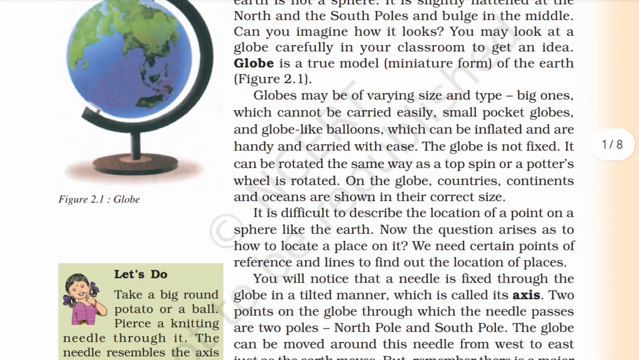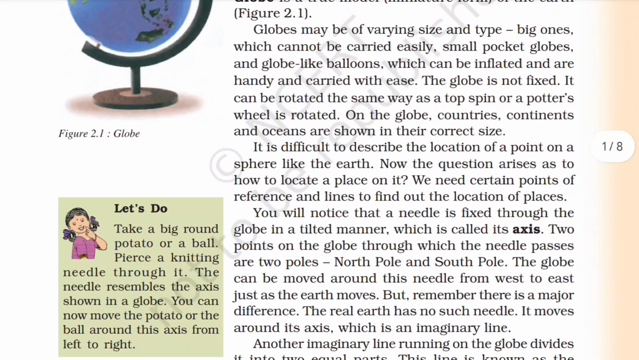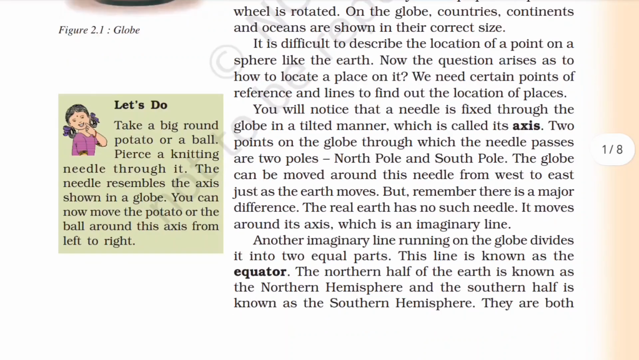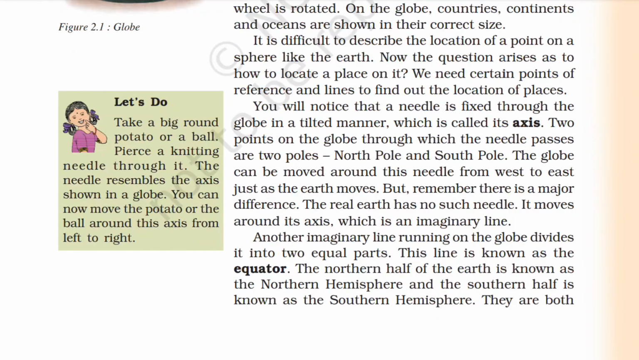It is difficult to describe the location of a point on a sphere like Earth. Now the question arises as to how to locate a place on it. We need certain points of reference and lines to find out the location of places. You will notice that a needle is fixed through the globe in a tilted manner, which is called its axis. The two points on the globe through which the needle passes are the two poles, North Pole and South Pole. The globe can be moved around this needle from west to east just as Earth moves.